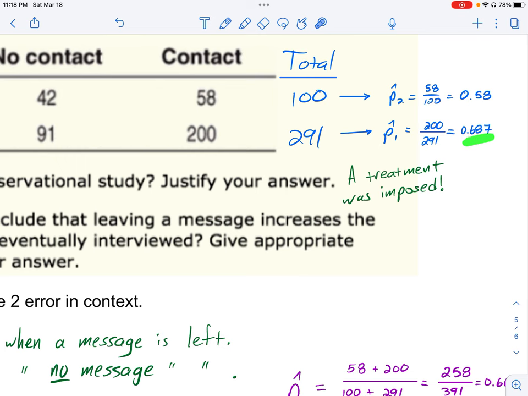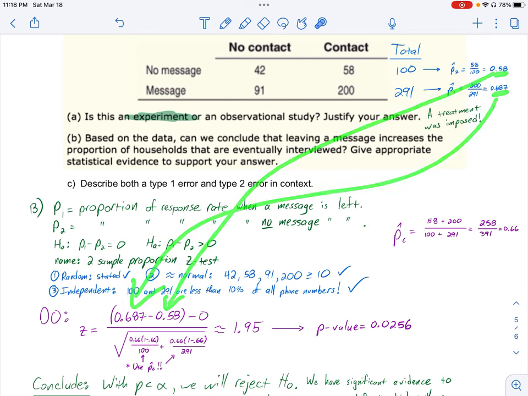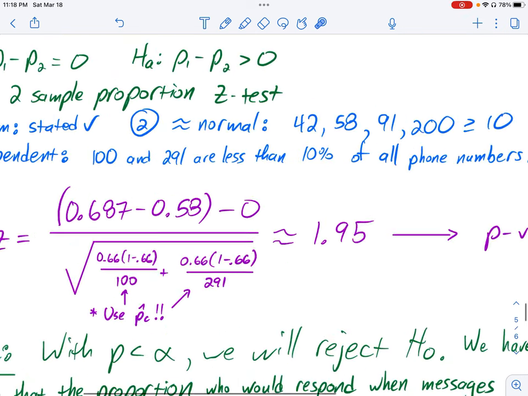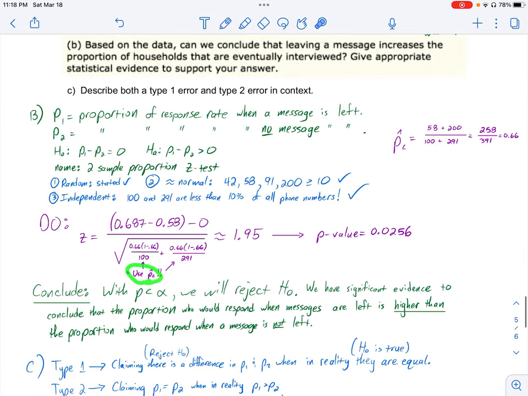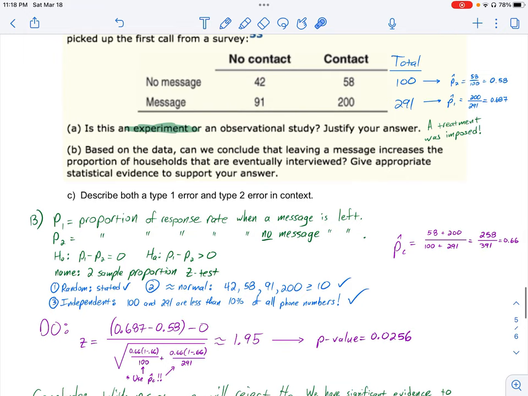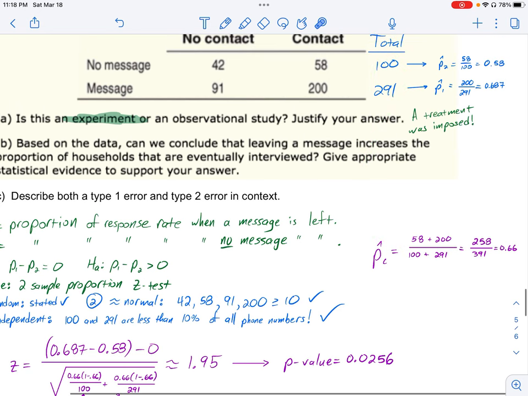So you can see this is higher than this. That's where I got these two numbers right there. Your denominator, be careful. You use combined P. This might be on the test. So combined P is when you take the successes and add them up and the sample sizes and add them up. So you get about 66% combined, okay? It's not the smack dab center of these because this sample size is bigger than this sample size.